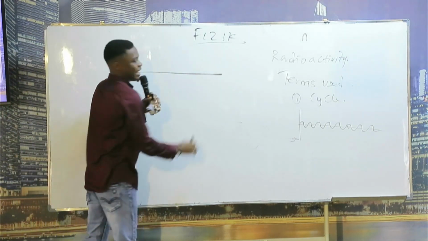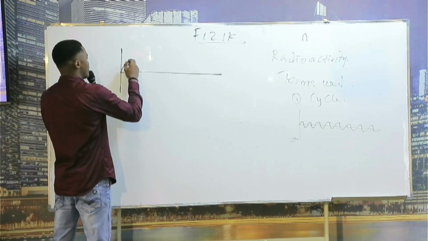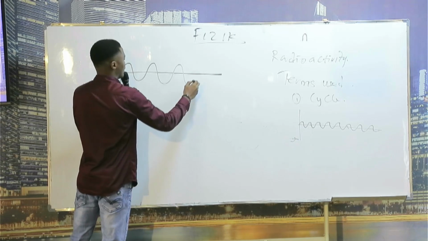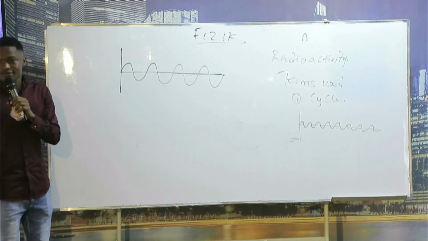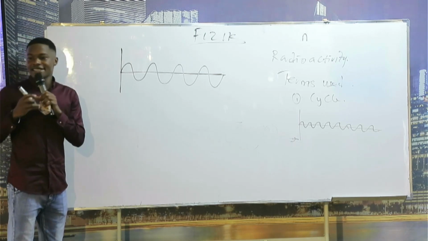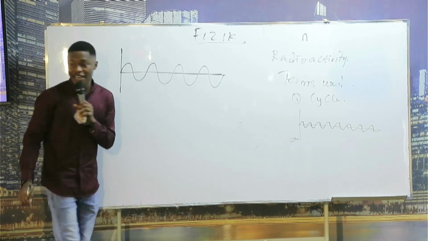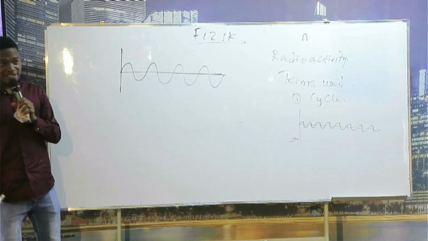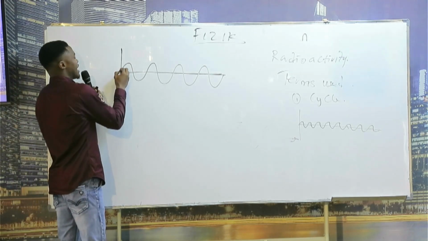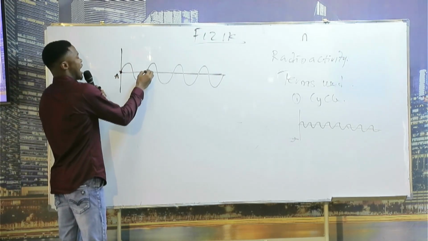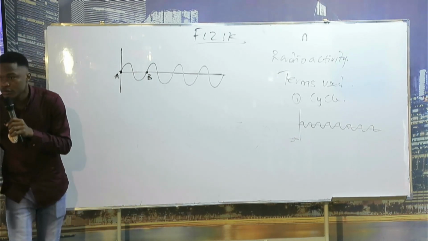So I have a waveform. Now, how many cycles can you see here? 1, 2, 3, 4. Is it 4 cycles now? This is 4 complete cycles. Now, if a wave was going from here, this is point A, and here is point B. Class, from A to B, is it 1 cycle?